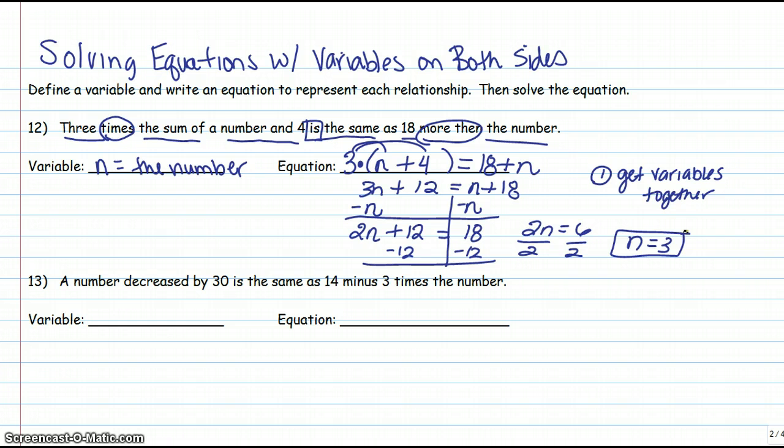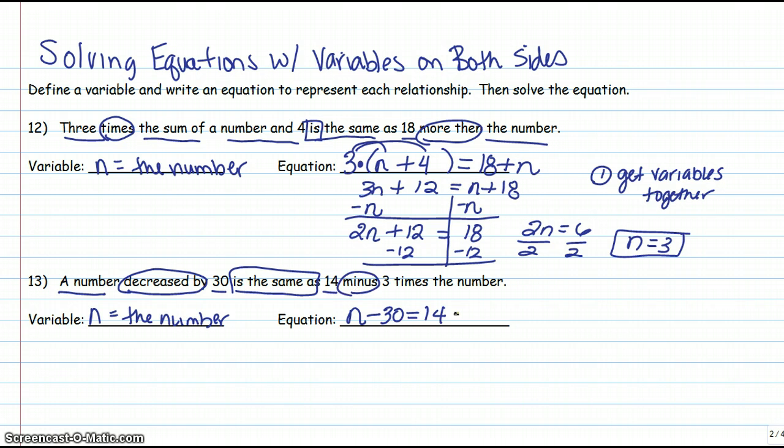Okay. Number 13. A number decreased by 30 is the same as 14 minus 3 times the number. Again, let n be the number. And again, we're going to go through and find all of our math words. First off, a number, that's n, decreased by, that's subtraction, 30, is the same as, that means equals, 14 minus 3 times, so 3 times the number.